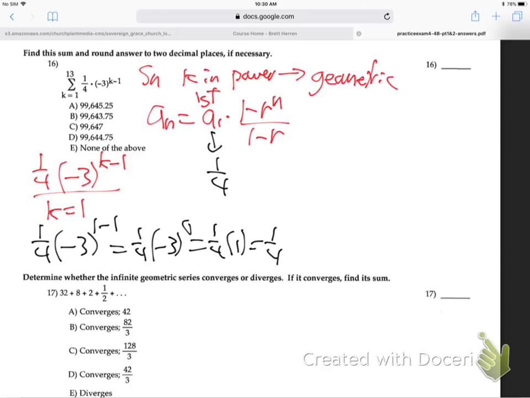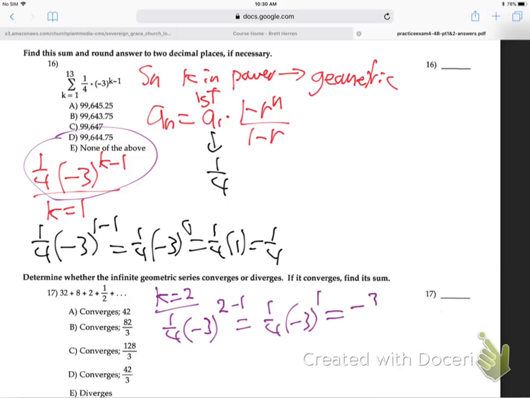Now we've got to find the r, which is the ratio. So I have to find the second term to know what the ratio is from term to term. Let's find the second term, k equals 2. Plug k equals 2 into this formula: 1 fourth times minus 3 to the 2 minus 1, which is 1 fourth times minus 3 to the 1, which is minus 3 fourths. So the first term is 1 fourth, and the second term is minus 3 fourths.